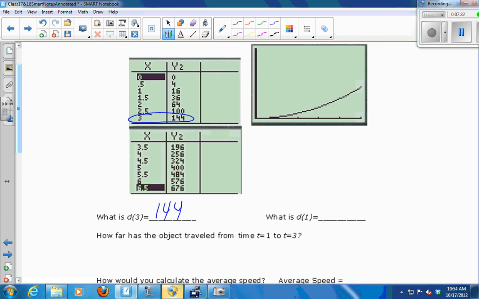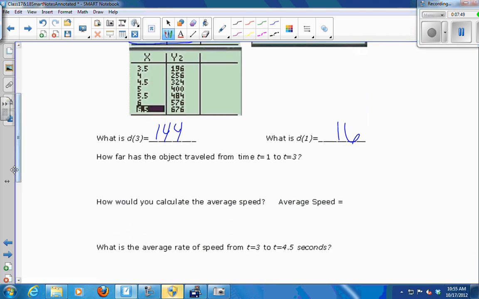And what is d of 1? 16. So how far has the object traveled from t equals 1 to t equals 3? 128, yeah. How'd you get that? Yeah, so you said in 3 seconds it traveled 144 feet, but over the first second it traveled 16 of those feet. So between 1 and 3, it went 144 minus 16, 128 feet.